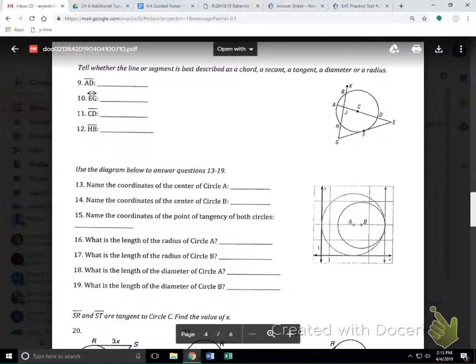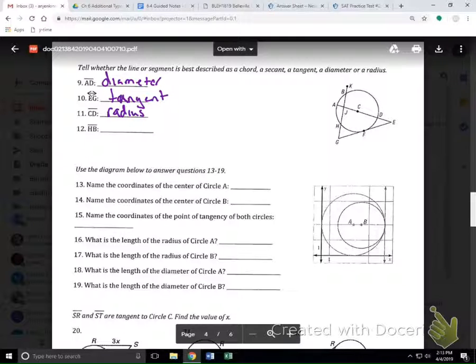Our next one is to decide whether the segment is best described as a chord, secant, tangent, or radius. AD. So it is a chord, but it's a specific type. AD goes through our center, so that means it's a diameter. We have EG right here. It's a tangent line. Yep, tangent. We have CD right here. Radius. And what is the next one?